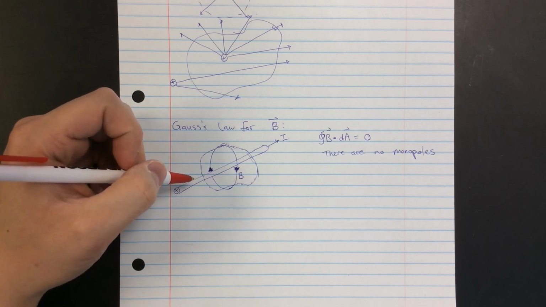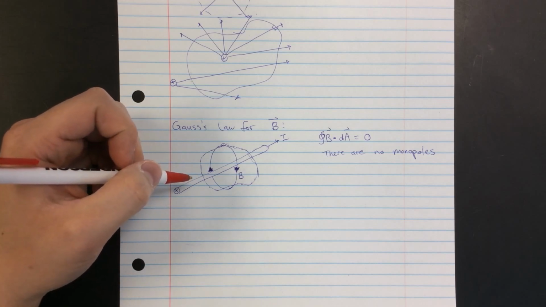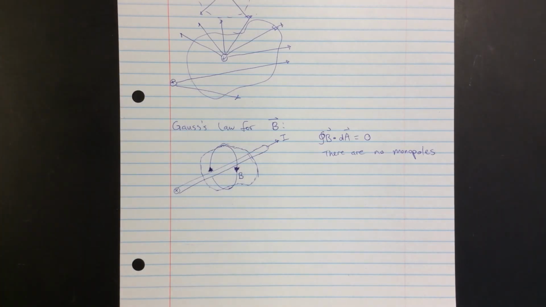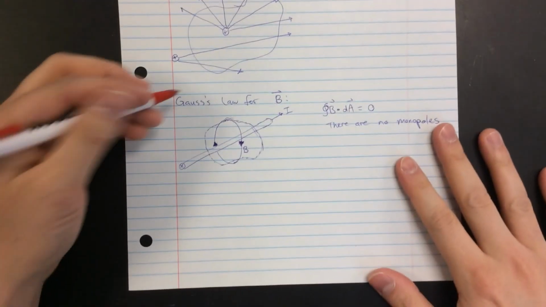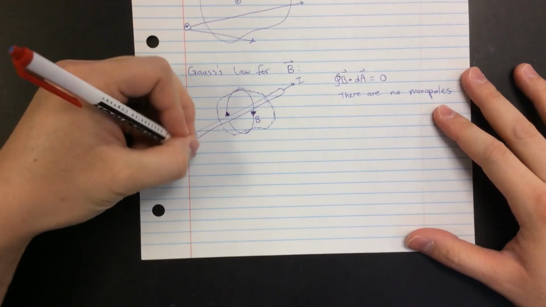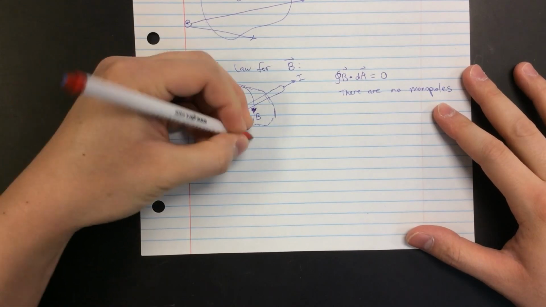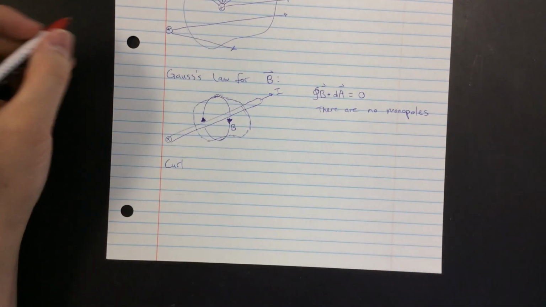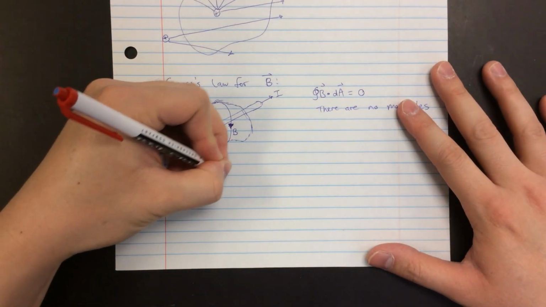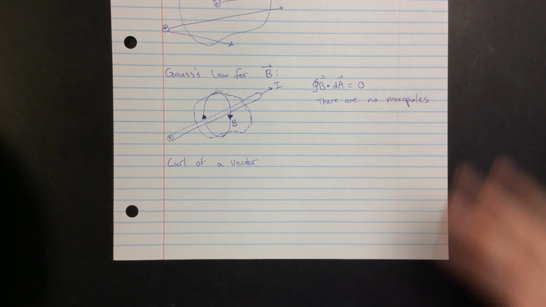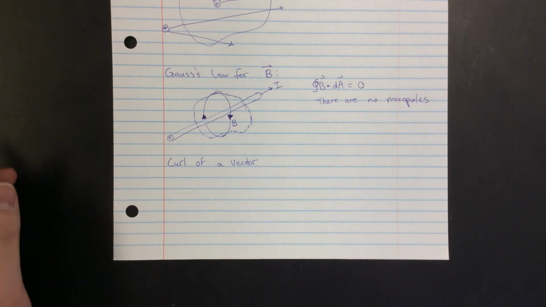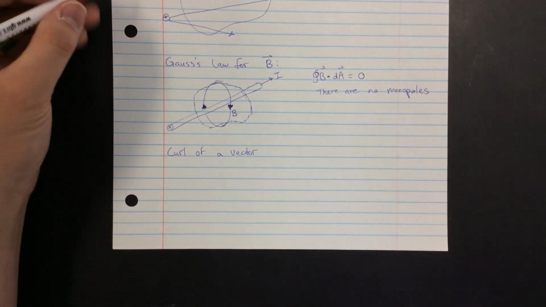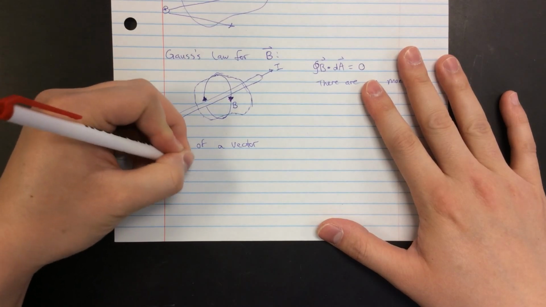In calc, there is a way of representing how much a vector field tends to turn, and it's called the curl. I'll show you what it looks like. This is something you would see in Calc 3, in vector calculus, but I'll just introduce it to you. Curl of a vector. It's kind of neat, and I think it's worth looking at.